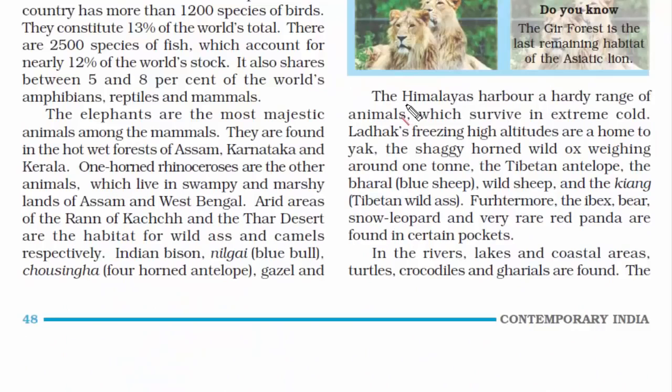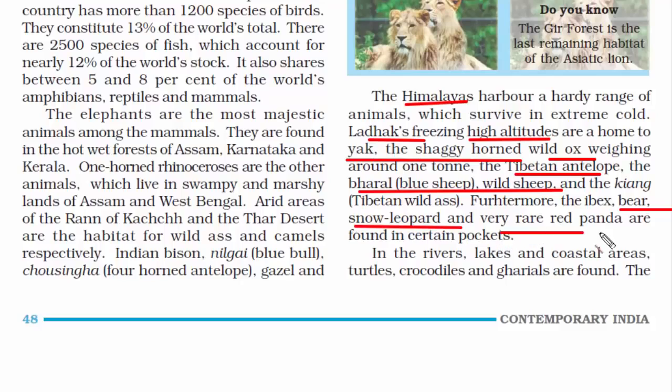In the cold region of the Himalaya and Ladakh, which are at very high altitudes, there you will find yak, then the shaggy horned wild ox. You'll have the Tibetan antelope, then blue sheep, wild sheep, all these sorts of thick-skinned animals. You have bear, snow leopard, then the rare red panda. So again, just have a glance at them. You don't have to remember every single thing.